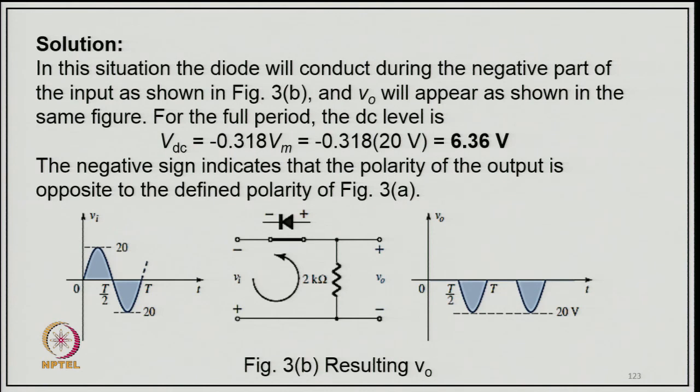So, in this situation the diode will conduct during the negative part of the input cycle, and Vo will appear as shown in the figure. You can see the voltage here will be equal to Vdc equals 0.318 Vm, or equal to minus 0.318 into 20. So, that voltage will be 6.36 volt, the DC average voltage, and the negative sign indicates that the polarity of the output is opposite to that defined in this figure.